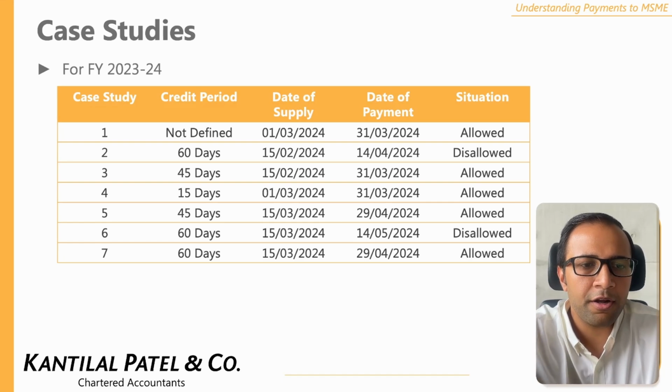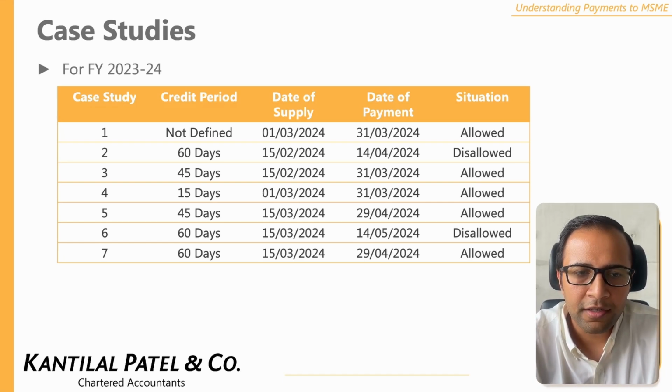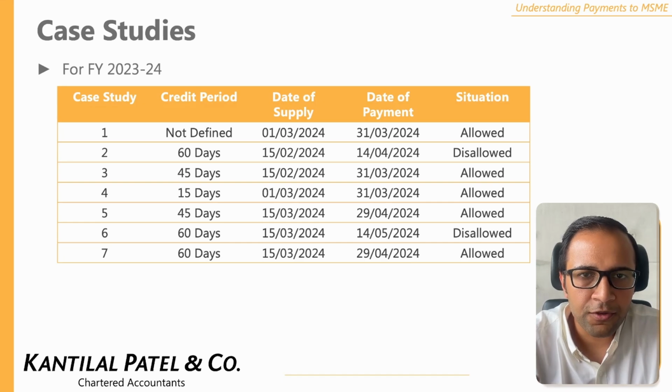If we look at case studies, we are just looking at credit period. The first case where credit period is not defined, the date of supply is the 1st of March, the date of payment is 31st March. So even though the payment is beyond the 15-day limit which is allowed, it will still be allowed as a deduction because it's paid in the same financial year. Similarly, if the credit period is 60 days agreed between the parties, the Act comes up with a 45-day period only, which is not 14th of April. So if the payment is made within the agreed time period but it is beyond the statutory limit, it will be disallowed. Similarly, there are other case studies which you can understand based on our discussion, and you can pause the video and have a look.